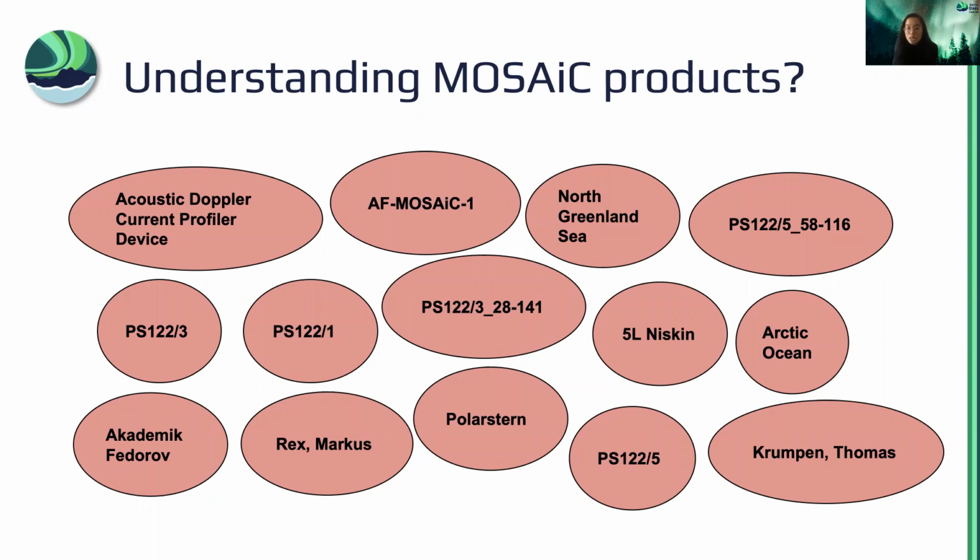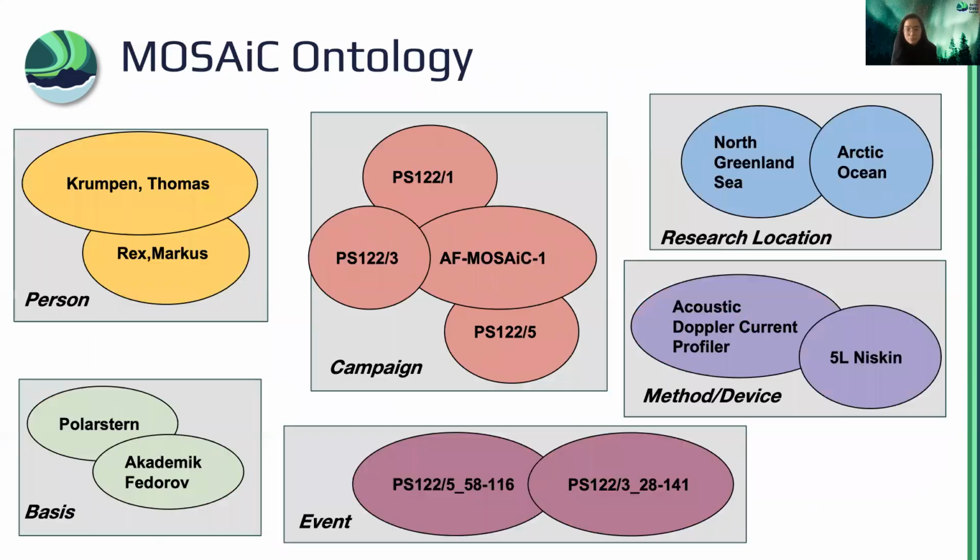However, the MOSAiC expedition has its own specific terminology, but doesn't align with the metadata fields currently in EML. These terms may be clear to MOSAiC researchers, but not for others searching for these data sets. Our solution was to build an ontology to help others trying to find and reuse MOSAiC datasets, as well as better understand the underlying connections among terms.